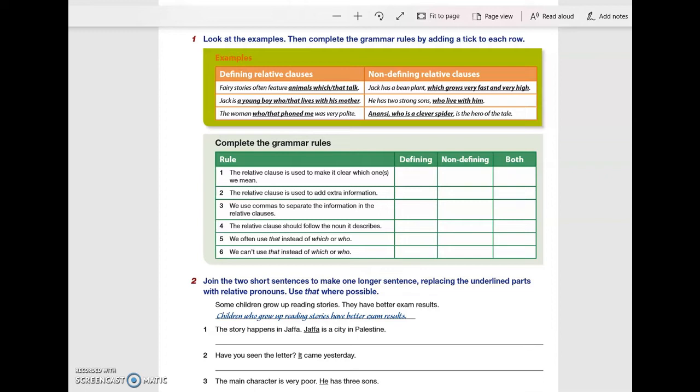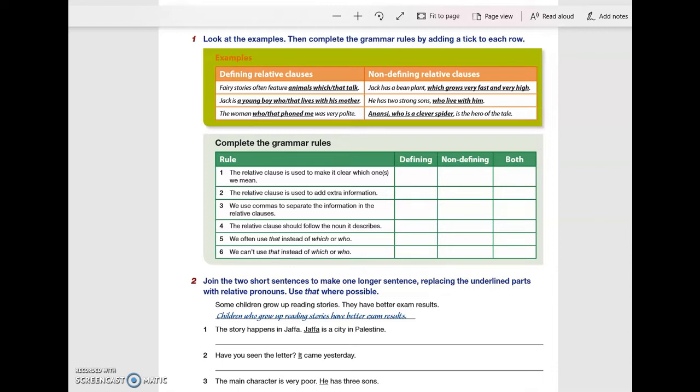I want you to ask yourself how we join the two sentences. Take 1 minute to think about sentence number 2. Jack is a young boy who or that lives with his mother. Jack is a young boy. He lives with his mother. This is the first sentence. Jack is a young boy who or that lives with his mother.